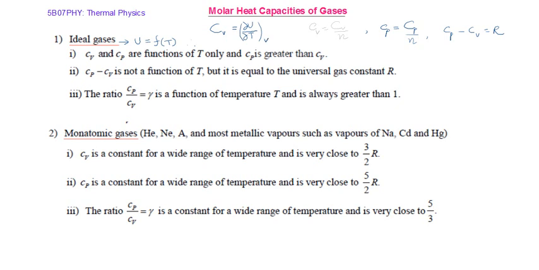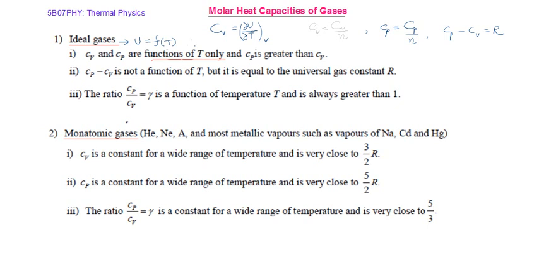Since u is a function of temperature alone, automatically you can say that CV and CP, which are derived from u, will also be functions of T alone. So that is the first thing you have to understand. This is how the relation comes: CP and CV are functions of temperature only. That is very important. They are functions of temperature only for an ideal gas.